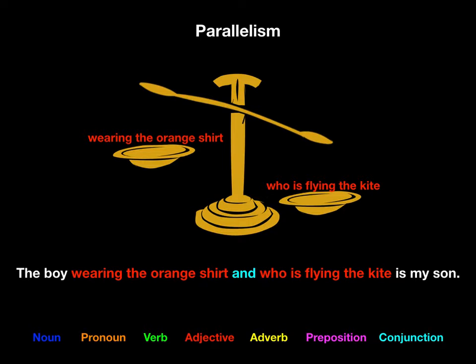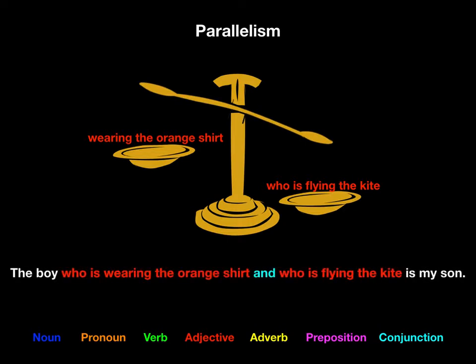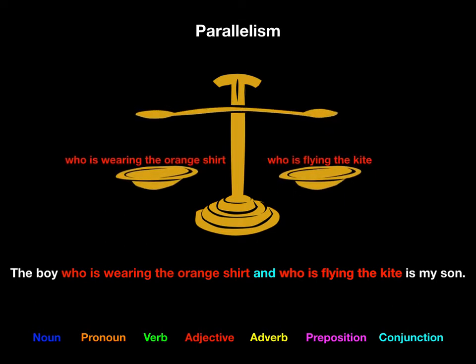There are two methods by which we can fix the error within this particular sentence. We could make both elements into clauses. The boy who is wearing the orange shirt and who is flying the kite is my son. These coordinated elements would both be considered clauses because both possess a subject and a verb. Since these items are both clauses, the coordinating conjunction would be joining two elements that are now parallel.